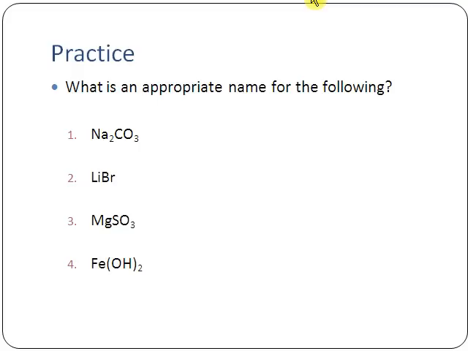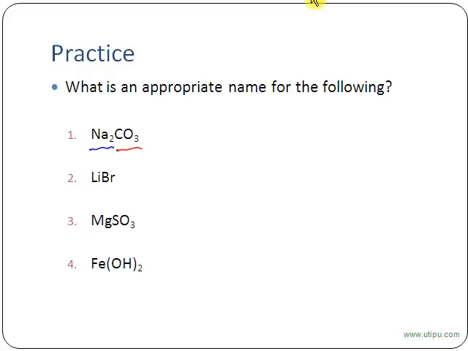Alright, so let's try some practice on some things. First thing is, what is the appropriate name for the following? And we can use our nomenclature guide to work through this. In our first one right here, we need to identify what is the cation and what is the anion. The cation is always on the front, so this Na2 is going to be part of the cation, and we know that the CO3 is going to be the anion. And so once we've got that, let's go on through what we've got here.